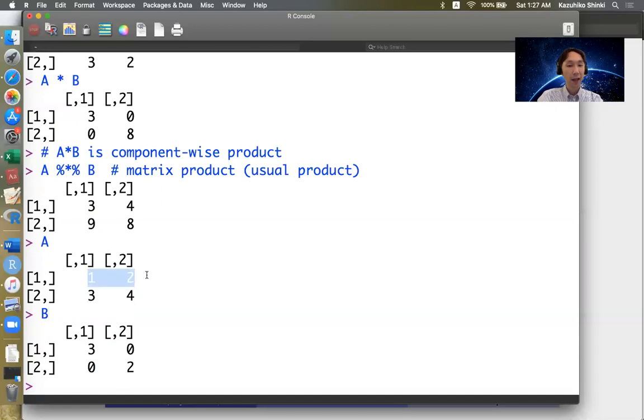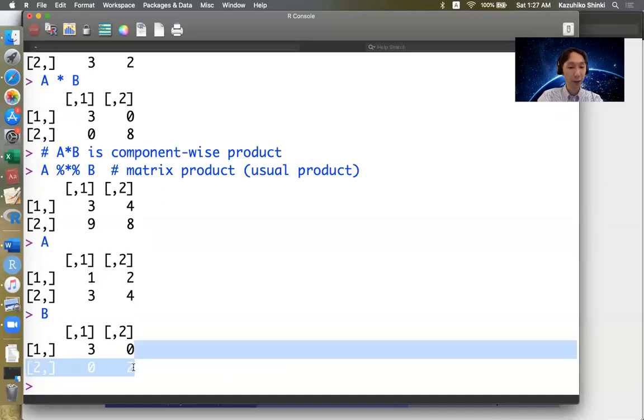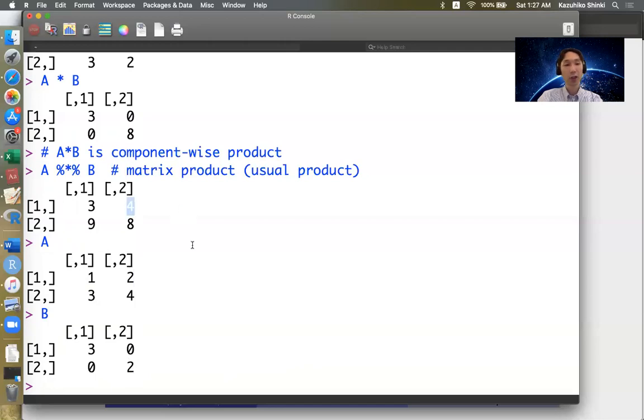And again, 1, 2, and 0, 2. So the first row of A and the second column of B. So 1 times 0 plus 2 times 2. So that is 4. So this is the usual matrix product.